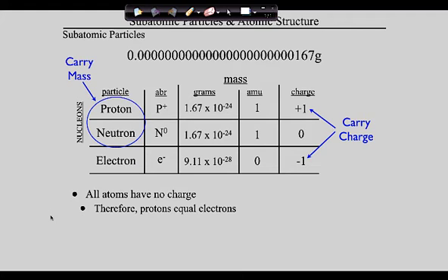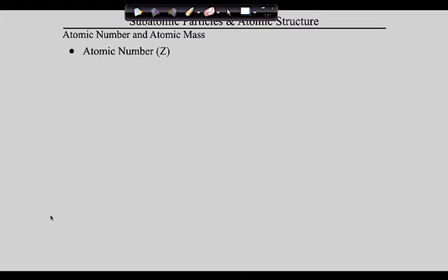So guys, what is the big blue number called? Atomic number. Guys, write this down in your notes. This is called atomic number. It is abbreviated Z. So what good is the atomic number? Well, guys, the atomic number tells us the number of protons in an atom.